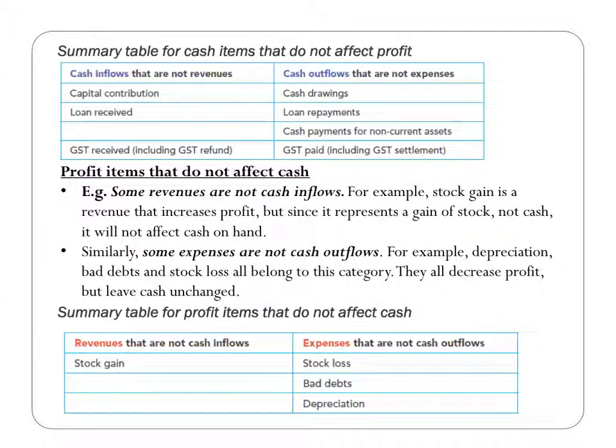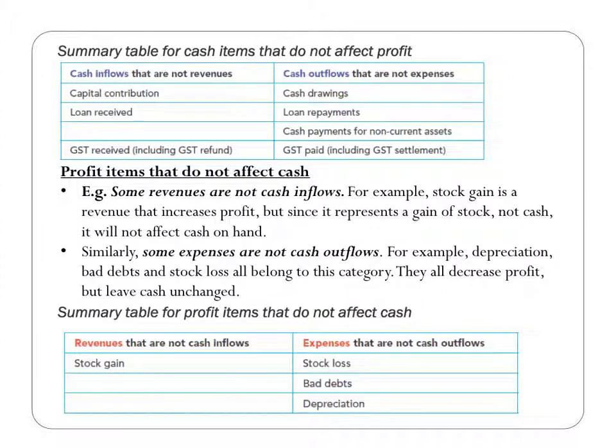On the right-hand side, cash outflows that are not expenses. You can have cash drawings, loan repayments, cash payments for non-current assets if you want to purchase a non-current asset using cash, or GST paid, including GST settlement. All of these are cash outflows, but they are not expense items, so they will have no effect on profit.